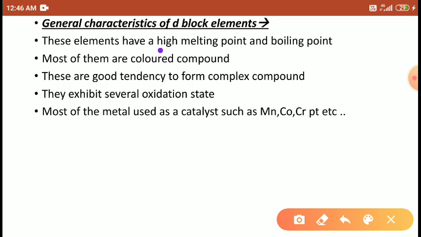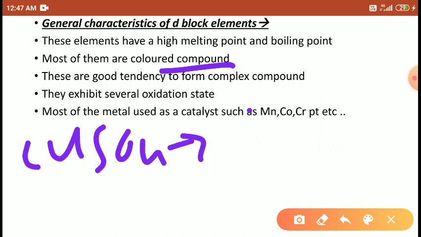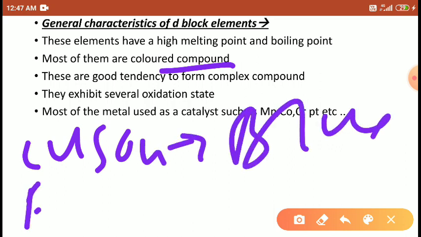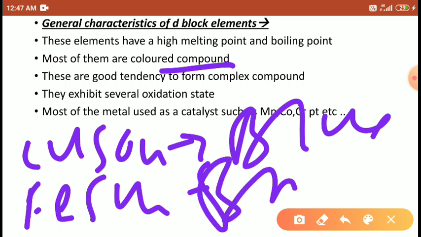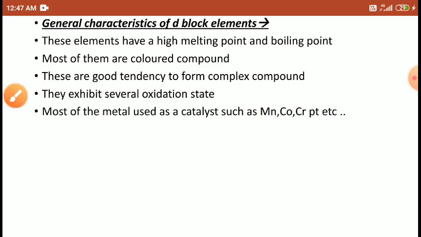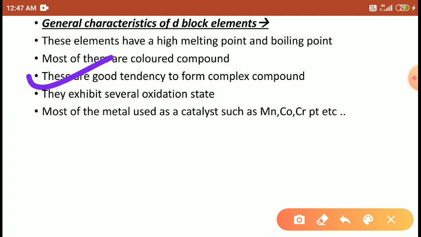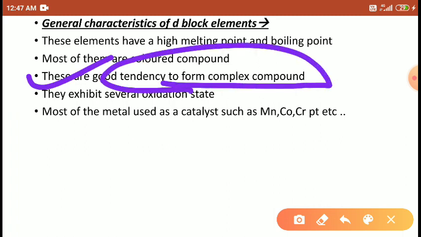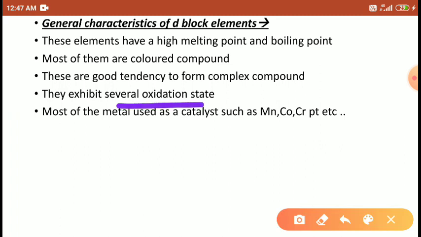These have high melting and high boiling points, because the elements are so metallic in nature. They are hard, rigid substances, so that's why they have high melting and boiling points. And they form colored compounds. Already I told you, copper sulfate is blue and FeSO4 is brown. It means each element, when it forms a compound, gives a colored compound, right? And they have a good tendency to form complexes.